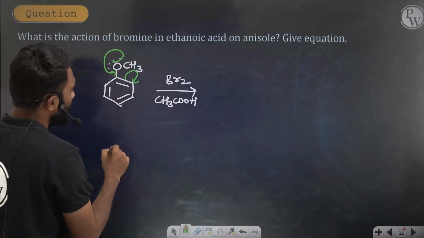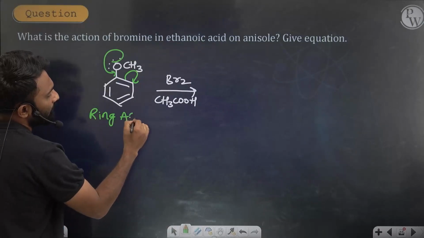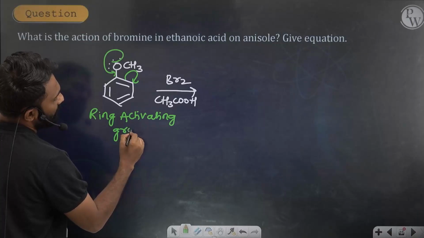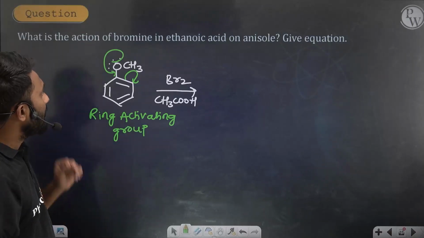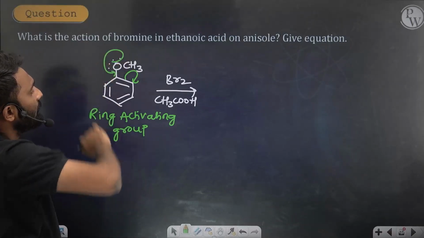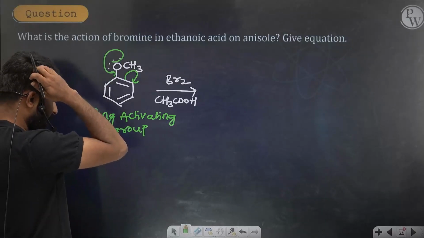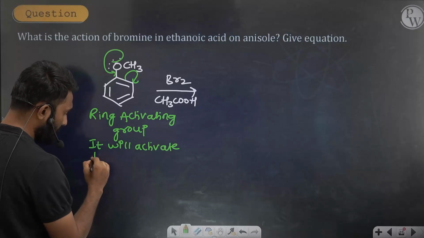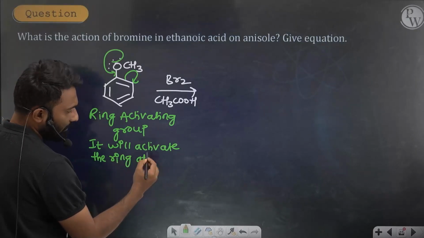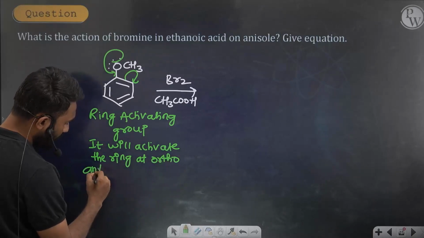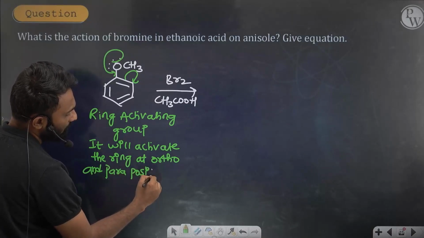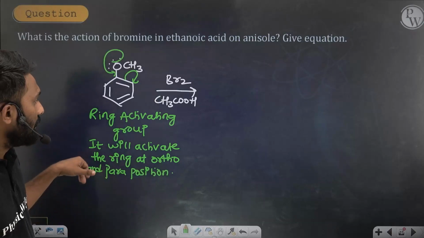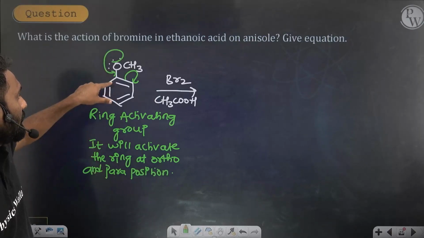Now this anisole, what will it do? This is a ring activating group. Clear? It is a ring activating group because the oxygen has a lone pair, and that lone pair will be given to the ring. It will activate the ring at the ortho and para positions. Anisole in the presence of Br2 in acetic acid, now anisole is a ring activating group due to the presence of this lone pair.